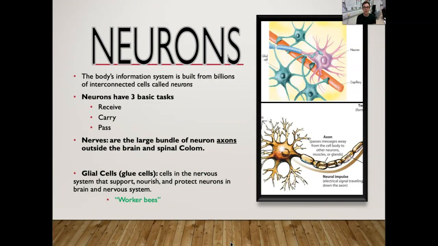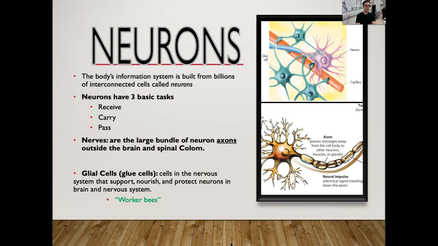So let's talk about neurons, okay? Neuron cells, what are nerves, and what are glial cells? So we're going to talk about neurons, and you'll also need to make sure you understand what a glial cell is as well, as they're very important in the anatomy of a neuron.